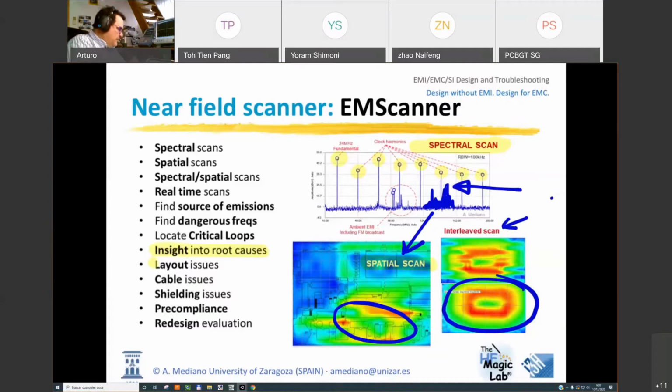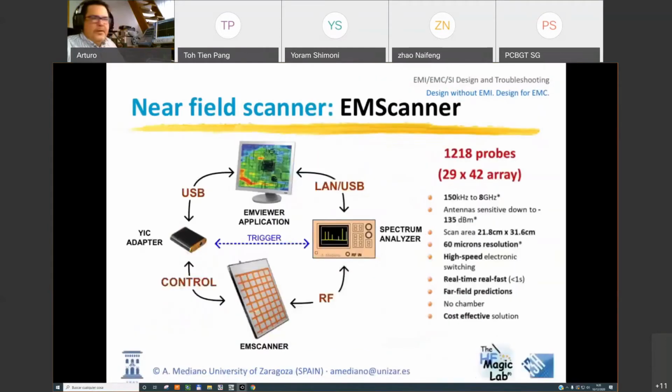You will be able to identify layout issues or cable issues or shielding issues. You will be able to do some kind of pre-compliance test before going to the laboratory, and you will be able to evaluate any kind of change you make in your prototypes before going to the semi-anechoic chamber. This is what you need, okay?